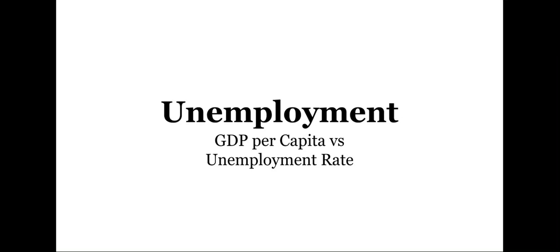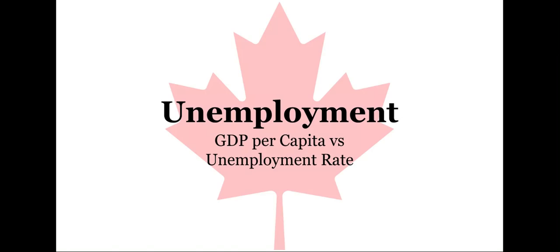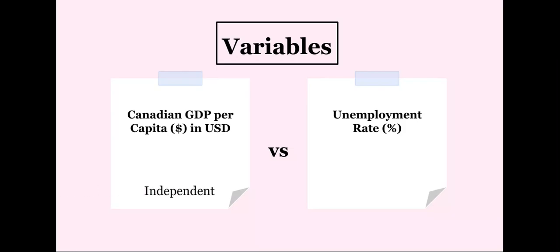For our statistical research project, we chose to look into the topic of unemployment, specifically GDP per capita versus unemployment rate. For our variables, we chose two we believe to be strongly linked, the independent being Canadian GDP per capita in USD, and the dependent being unemployment rate. To connect these two together, we decided to use years as our linking variable.